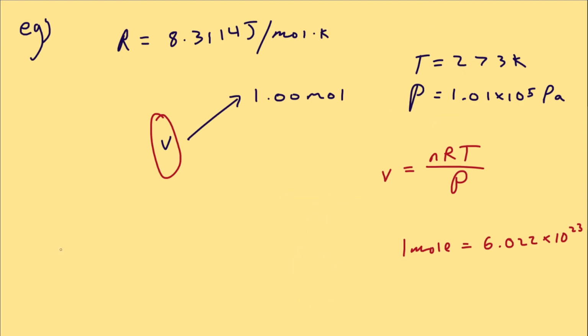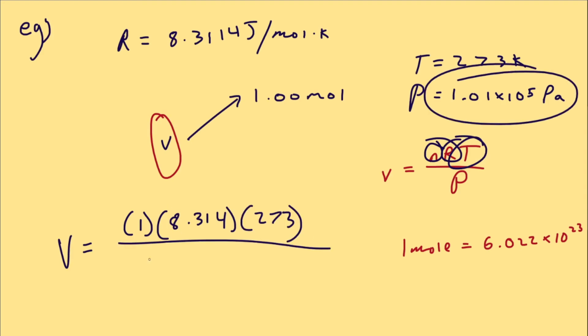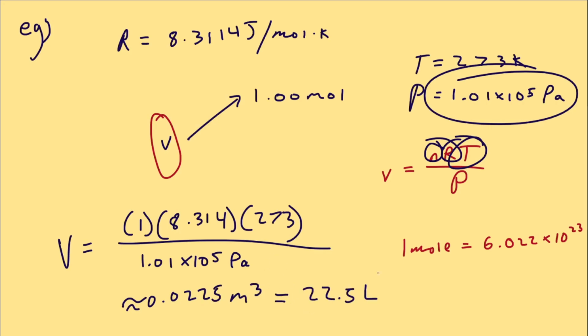So let's substitute. The volume our gas takes up is equal to 1 for n, we plug in R, we plug in the temperature, divided by the pressure. In meters cubed, it's roughly 0.0225 meters cubed, and this equates to 22.5 liters, because gas can be measured in liters. So that's the volume of the gas in our canister. That's how much it expands to at the standard STP conditions. That's more than a basketball.